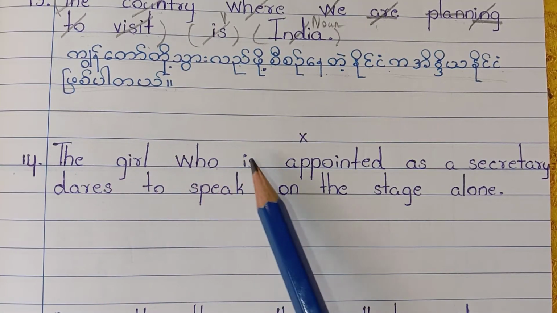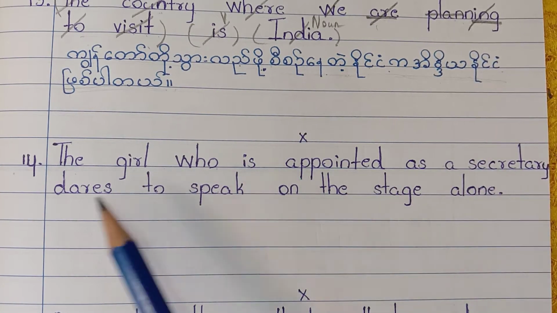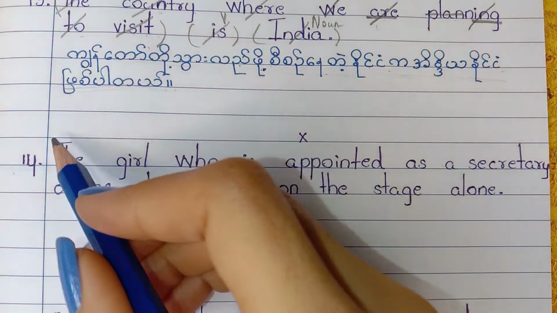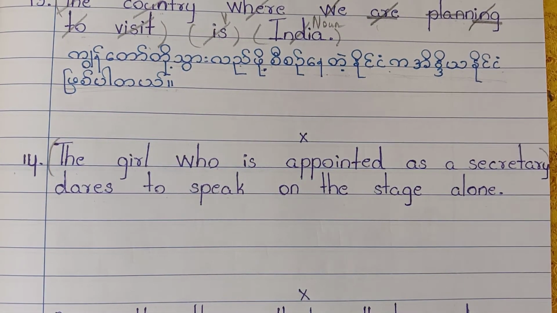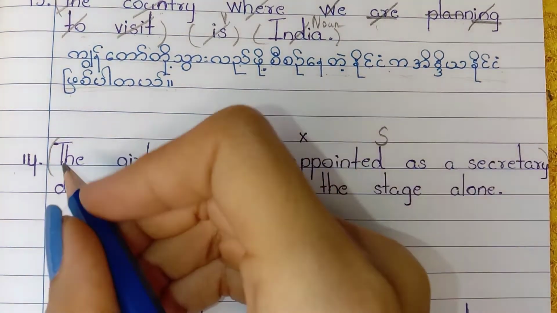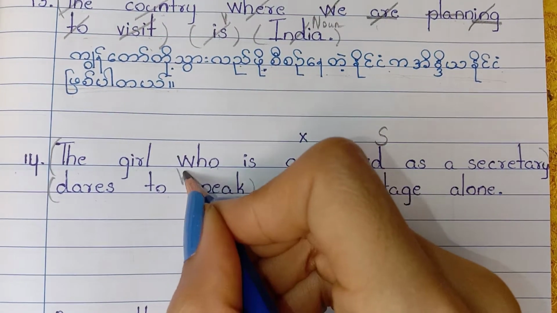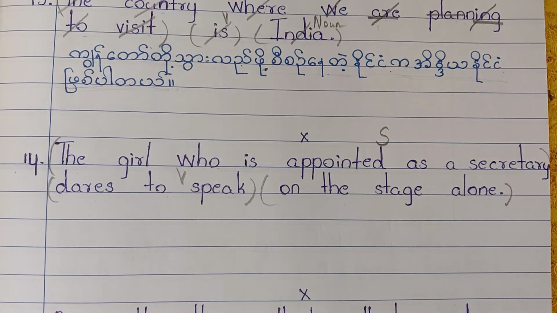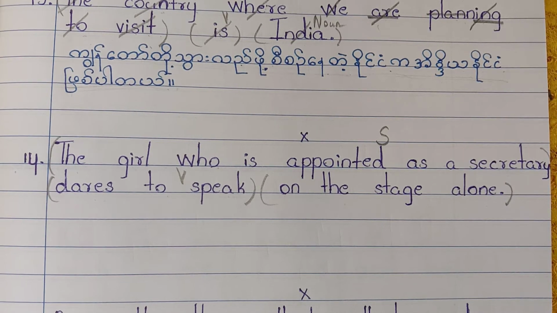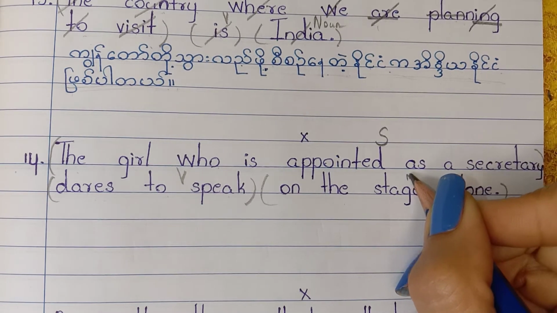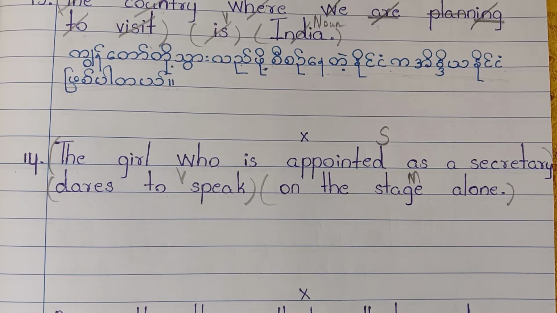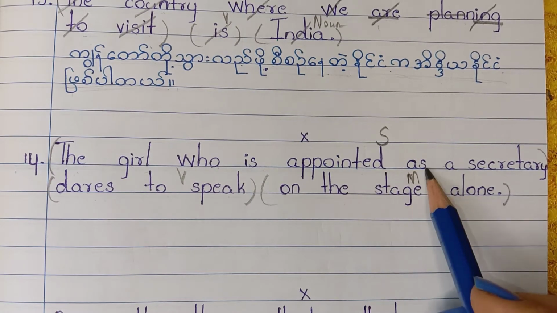The girl who is appointed as a secretary dares to speak on the stage alone. So the girl who is appointed as a secretary is the subject. And dares to speak is the verb. And then on the stage alone is like the, how shall we call that? Manner, right? Okay. The girl who is appointed as our secretary.